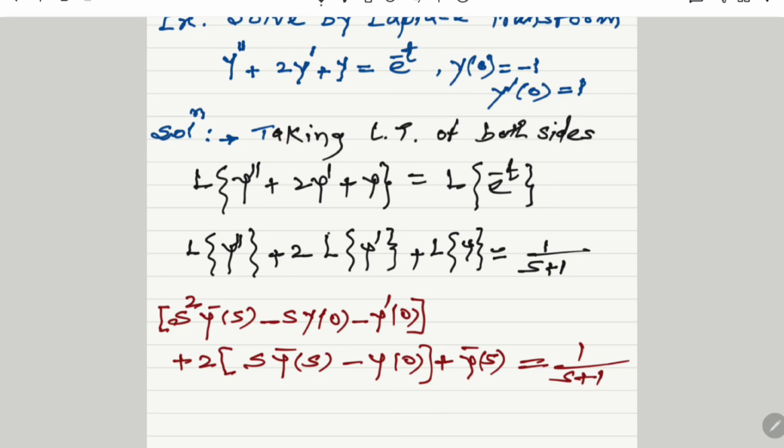Then collecting the terms of y bar of s in one bracket. Therefore, there are 1, 2 and 3 terms. Collecting in one bracket, we get s square plus 2s plus 1 into y bar of s is equal to 1 upon s plus 1.